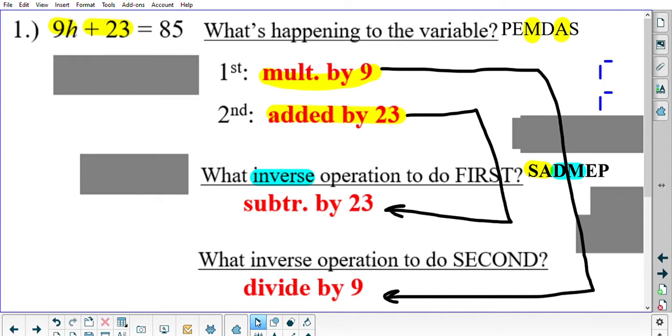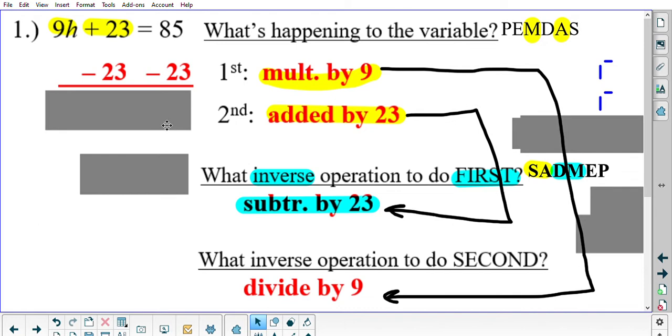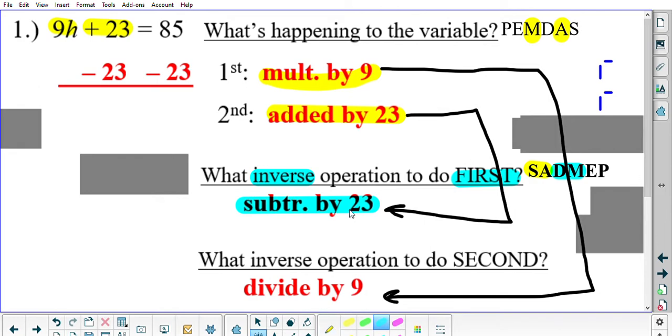Okay, we just got done saying that the first inverse operation that we will do was to subtract by 23. So let's go ahead and write that underneath the problem on both sides. That is the first inverse. Now, if we were solving for real, we would have answers underneath. But we're not going to solve for real today. But having said that, I almost totally forgot. There is a fourth part of the directions.